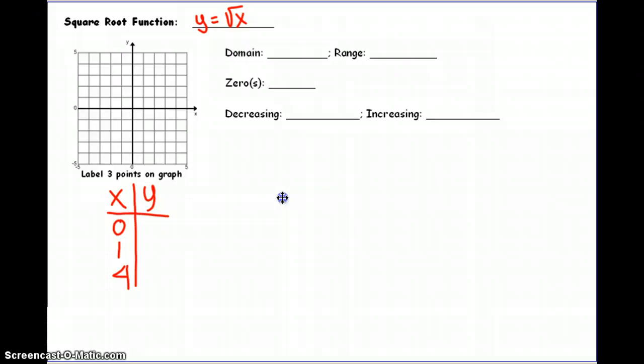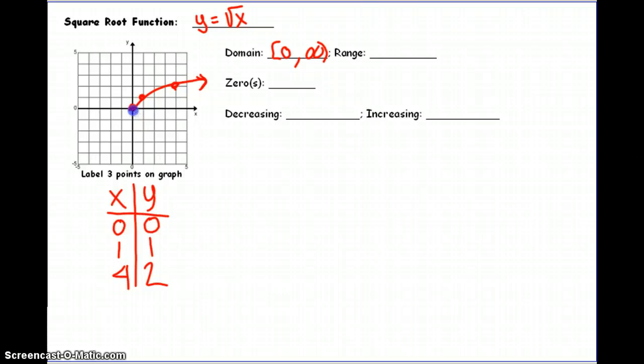And I am going to pick perfect squares so I don't have to use my calculator. So for example, the square root of 0 is 0. The square root of 1 is 1. Square root of 4 is 2. So I picked nice perfect squares to plug in to make graphing a little bit easier. Now if we look at the domain of my square root function, the lowest x value I have is 0. And the largest x value I can get is infinity.